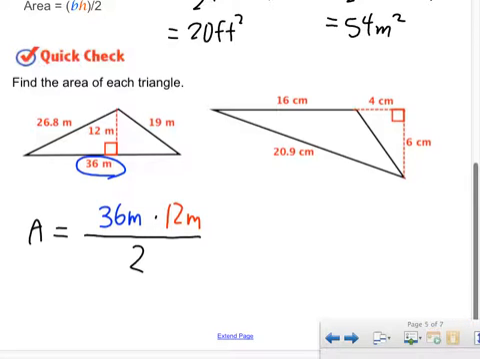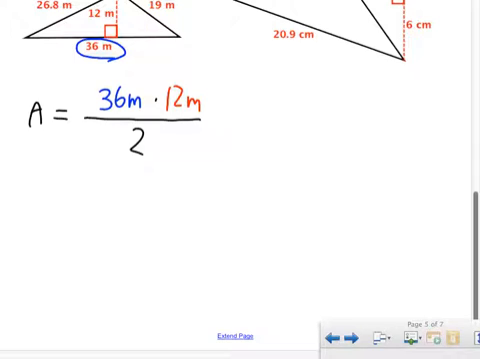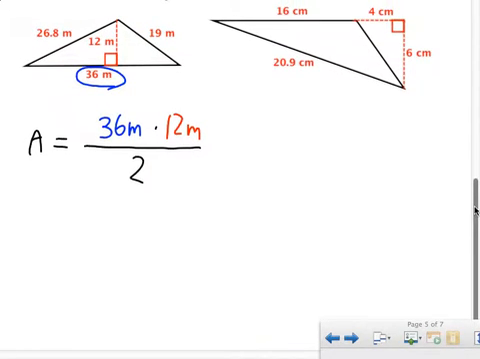Okay, let's go ahead and simplify this. So, 36 times 12. What do you get back? I got 332 meters squared. So, you ended up with 332 meters squared? Okay, now we need to simplify that. So, I got 332 meters squared divided by 2. What's that going to become?